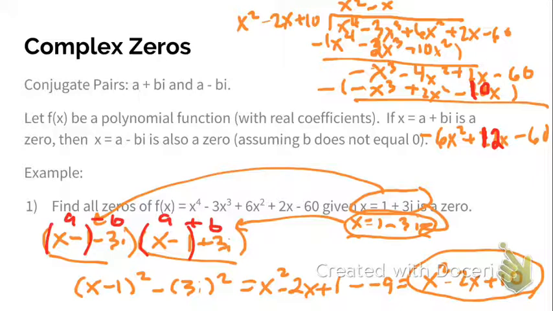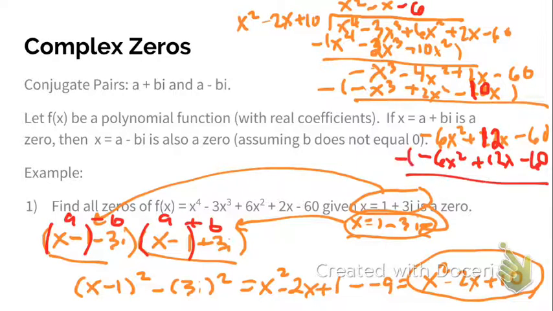We know our last term has to be negative 6, so that we get a negative 6x squared when we multiply that, and then we multiply them by the other terms, we get a positive 12x, and then a negative 60, which when we subtract gives us a remainder of 0. So we have our other factor right there, which is negative x squared minus x minus 6.